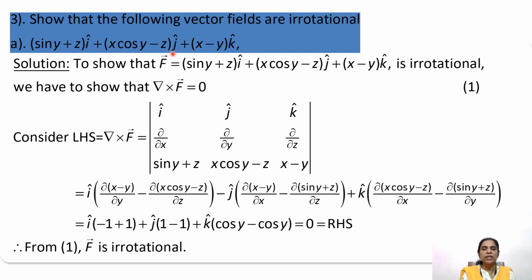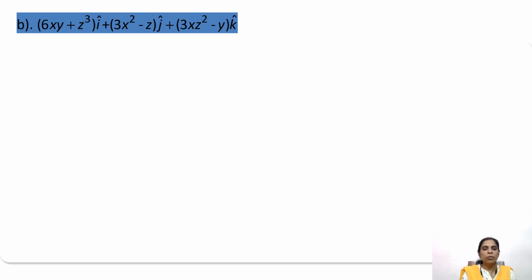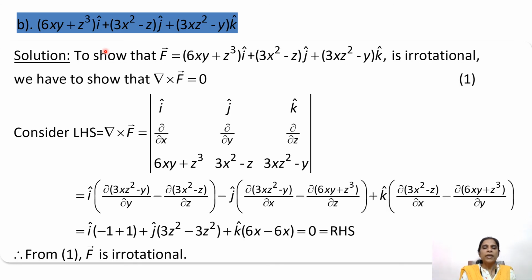To show that this vector is irrotational, you have to show that curl f is equal to 0. So for curl f, you take the determinant, expand and simplify. If that turns out to be 0, you can say that the given vector is irrotational. There is one more example here where you need to show that this vector is also irrotational. The process remains the same. Take f, find curl f, and after simplifying, if it turns out to be 0, you simply say that the given vector f is irrotational.